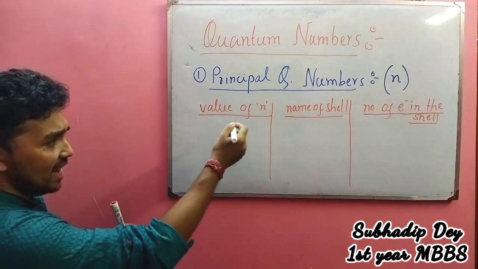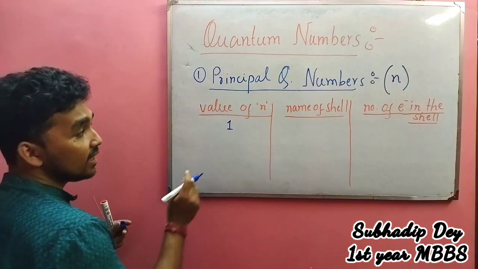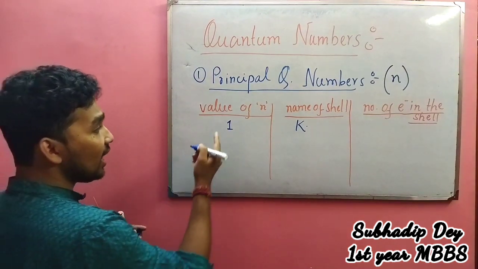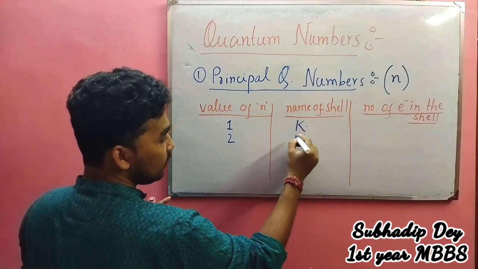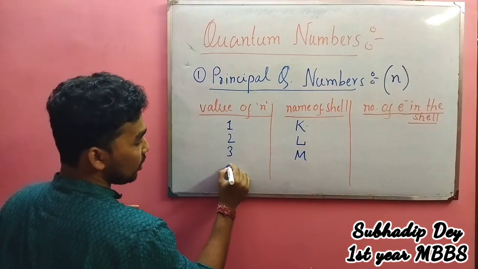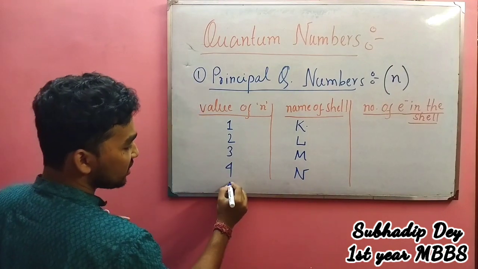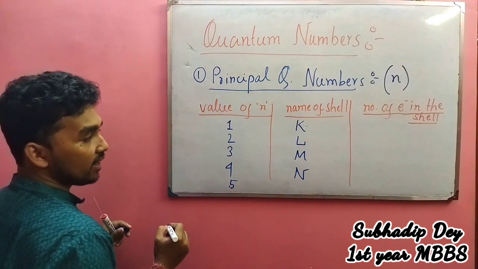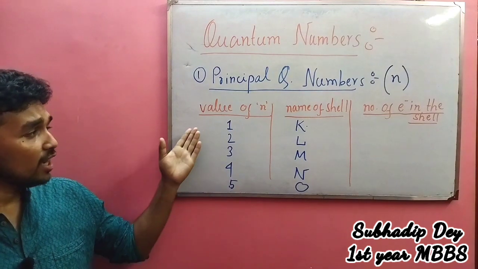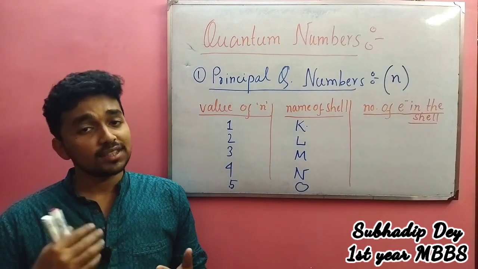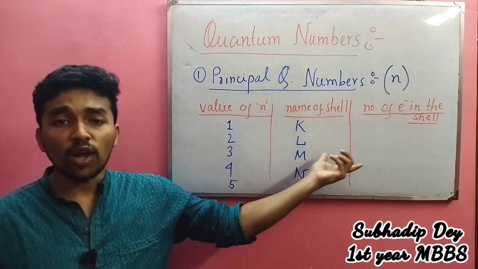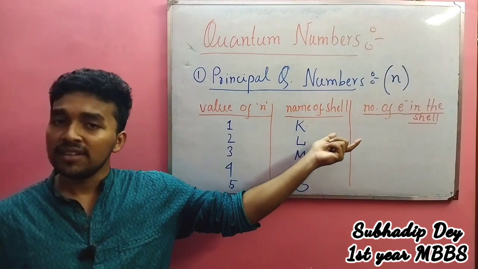अब देखो, अगर n का वैल्यू 1 है, if n equal to 1, then the name of the shell will be K shell, capital K shell. Okay, अगर n का वैल्यू 2 है तो the name of the shell will be L shell. n का वैल्यू 3, then name of shell is M shell. n का वैल्यू 4, then name of shell will be N shell, and just like that, n का वैल्यू अगर 5 है तो name of shell is O shell. So just like that we name the orbit. So अगर तुम्हें पूछा जाए कि if n equal to 1, then what is the name of the shell? What is the name of the orbit? You will tell n equal to 1 means K orbit, n equals to 4 means N orbit, n equals to 3 means M orbit, just like that.